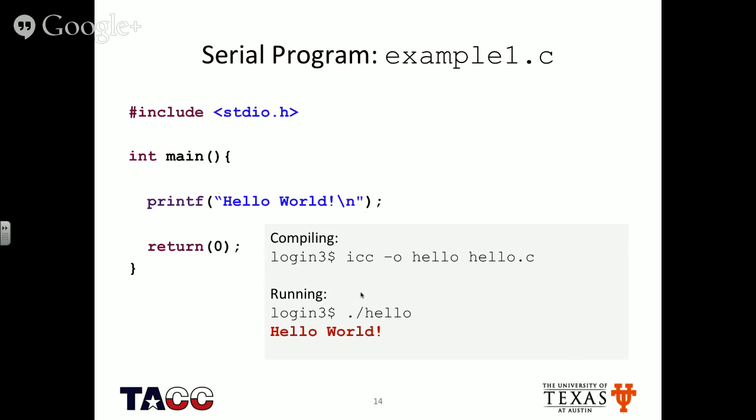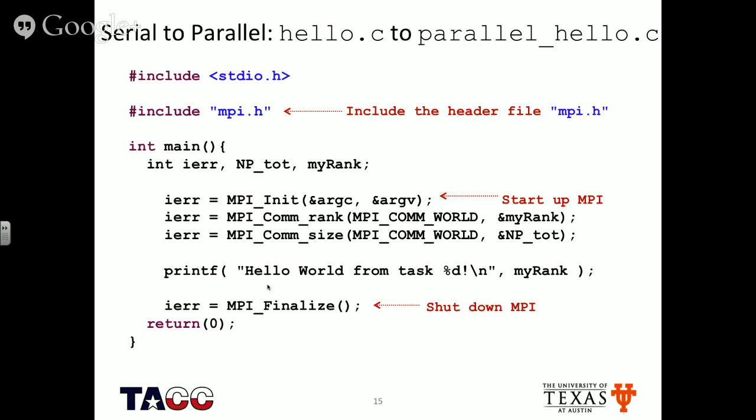And so here's, well, this is a serial program, Hello World. You probably saw this in your C session. I mean, you've got to do Hello World for just about every language that's out there. So if you want to make it parallel, you need to add some MPI.